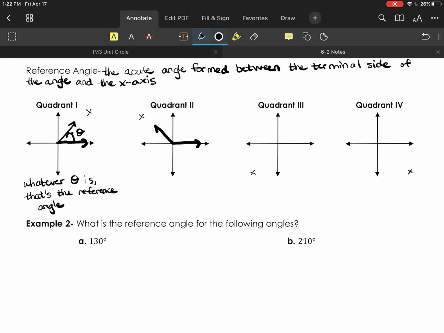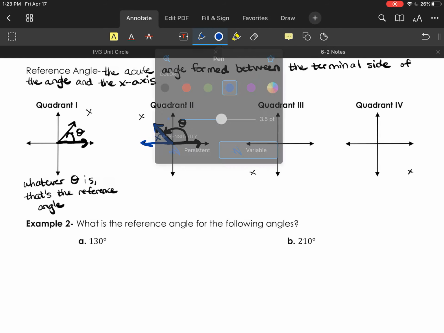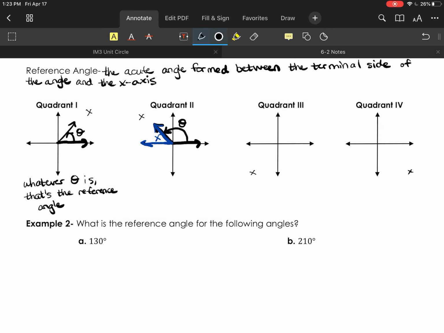In quadrant 2 then, I might have an angle that looks something like this. Okay, it opens up into that second quadrant. That would be my theta. Now, if I'm forming an acute angle that's between the terminal side and the x-axis, that is not the angle itself. Here's my terminal side, here is the x-axis, so now I'm actually looking at this angle. Okay, that would be my reference angle.